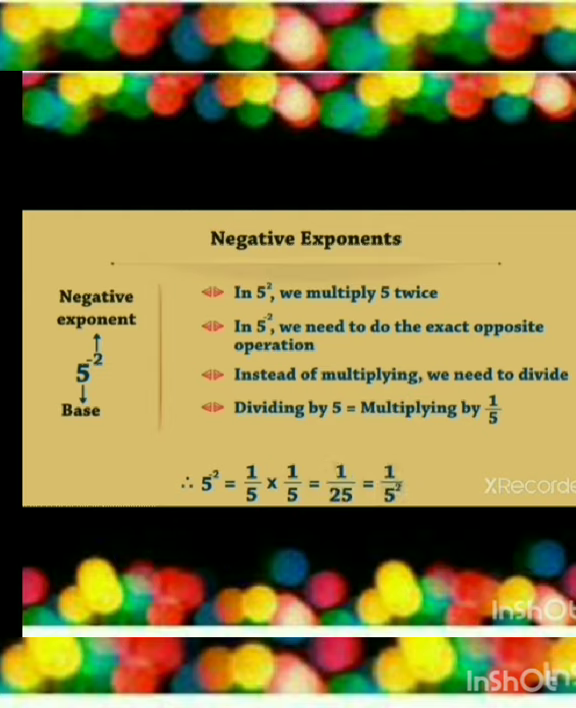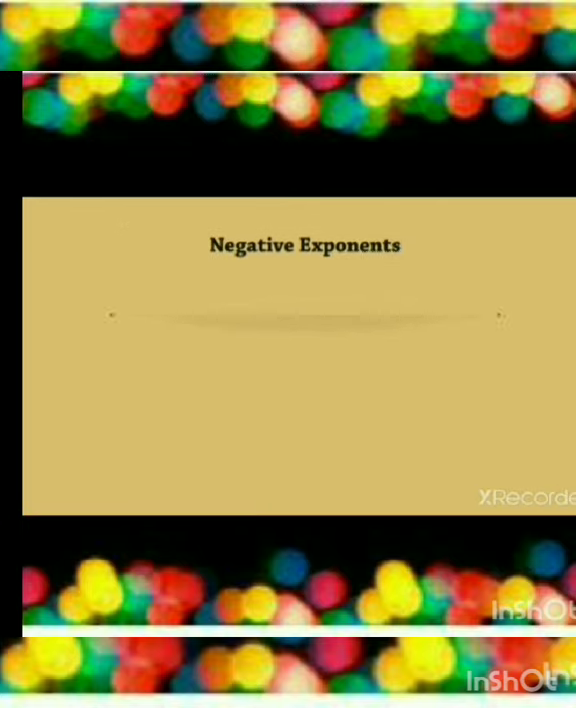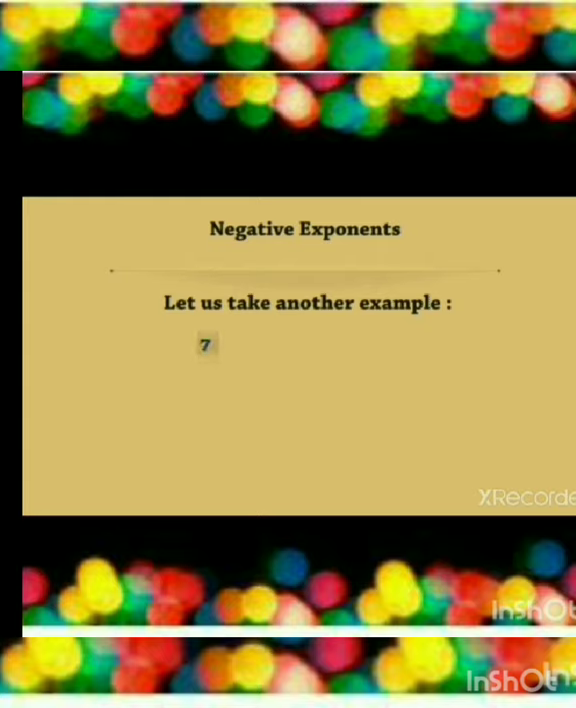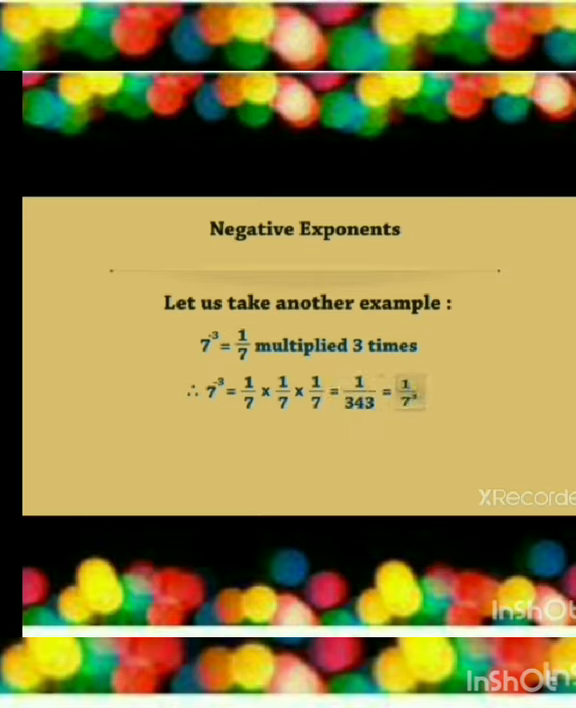That is equal to 1 by 5 square. So, 5 power minus 2 is 1 by 5 square. Let us take another example. 7 power minus 3 means 1 by 7 multiplied 3 times. Therefore, 7 power minus 3 equals 1 by 7 into 1 by 7 into 1 by 7, that is equal to 1 by 343, which equals 1 by 7 cube. Therefore, 7 power minus 3 is 1 by 7 cube.